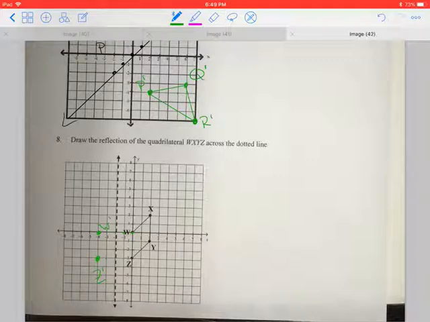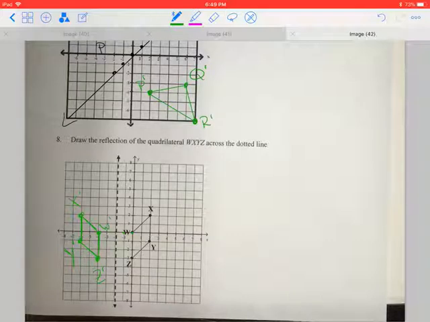Put our new Z. Y is 1, 2, 3, 4 away from the dotted line. So keep going 4 on the other side. And then X is 1, 2, 3, 4 away. 1, 2, 3, 4 on the other side. All right, so then we draw this in. And it should be the same basic shape, right, just flipped over.